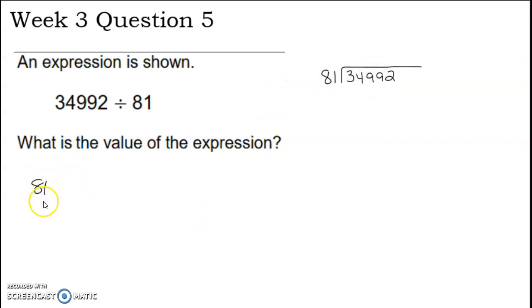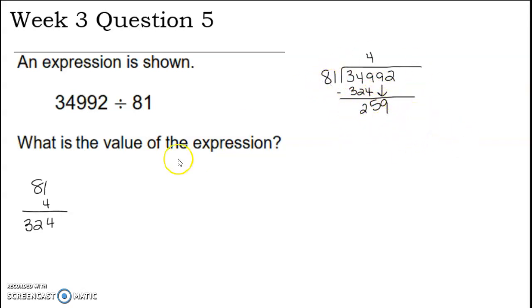Let's just try 81 times 4. 4 times 1 is 4. 4 times 8 is 32. That'll fit. So it goes in 4 times, and my total is 324. 9 minus 4 is 5. 4 minus 2 is 2, and there's nothing here. Now I'm going to bring down the 9.